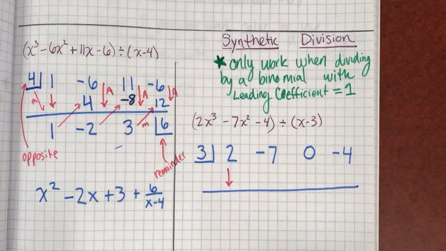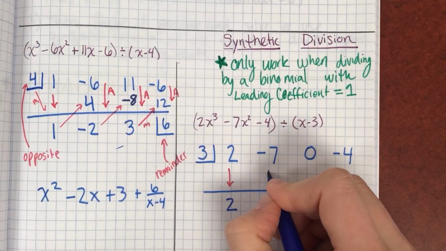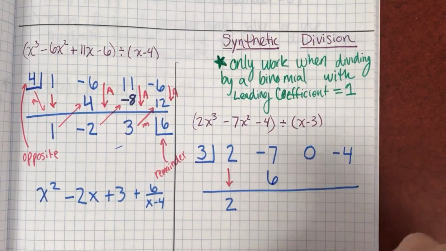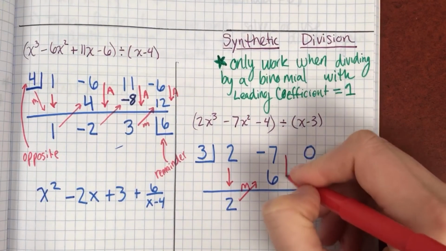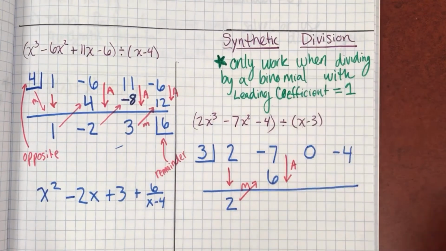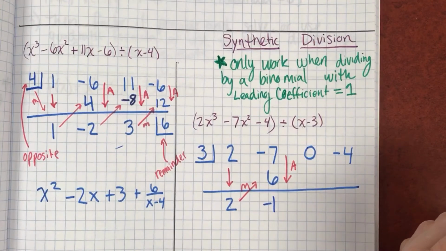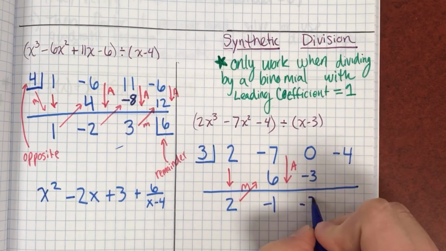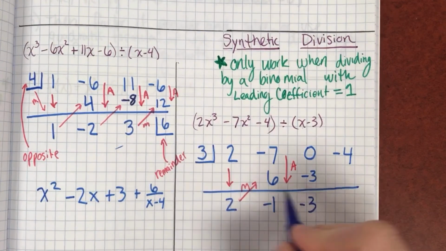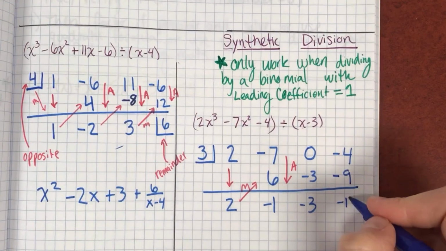So we drop down our first number, which is 2. 2 times 3, which is 6. So we multiply, and then we add. All right, 3 times negative 1 is negative 3, and then we add. 3 times negative 3 is negative 9, and then we add.